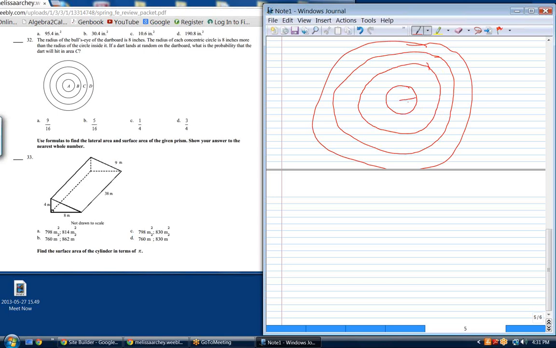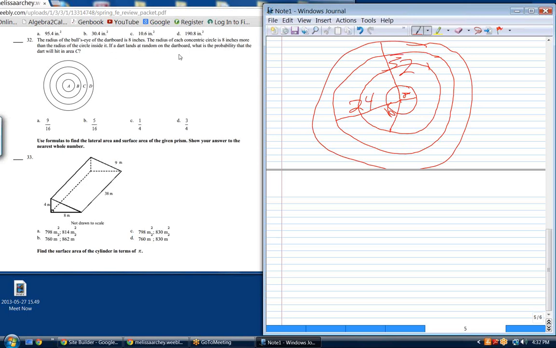Give me that measurement. First sentence. It's 8. Now give me this measurement. 16. Now give me this measurement. 24. And finally, this radius. 32.